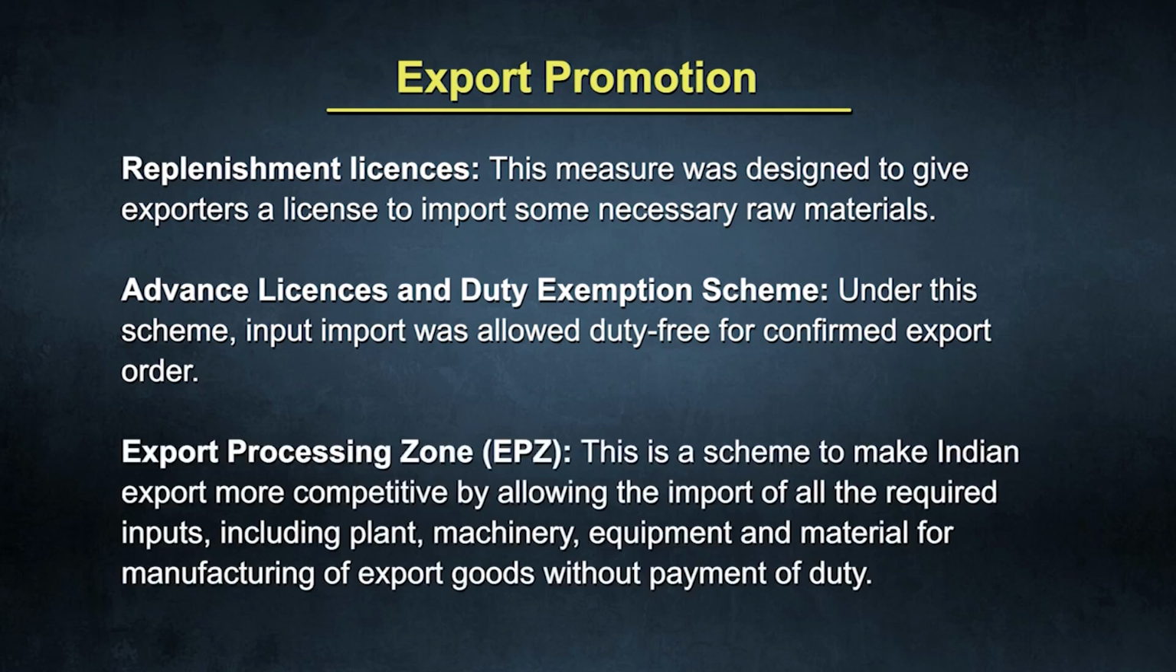Then export processing zones were also set up. This is a scheme to make Indian exports more competitive by allowing the import of all required inputs, including plants, machineries, equipment and material for manufacturing exportables without any duty.